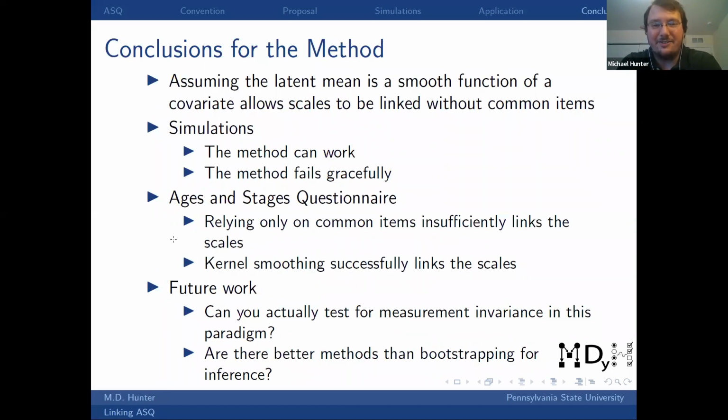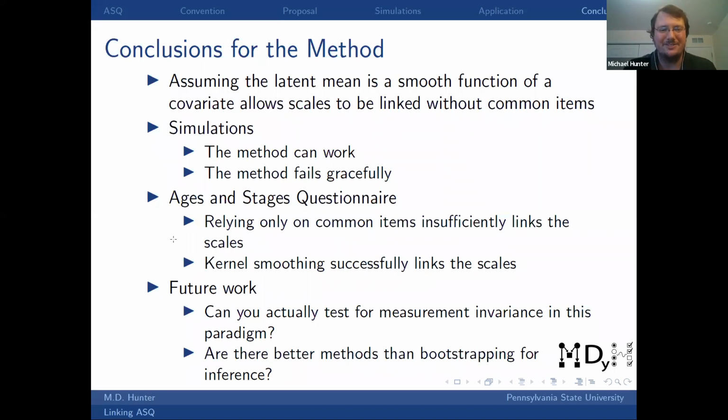As far as the method is concerned, again, I'm suspiciously pleased with how well it works. Anytime something works, I start to think, that might work a little bit too well. So I'm a little concerned, frankly, a lot of the time. But if you assume that the latent mean is a smooth function of some covariate, then you can actually link those scales without common items. That's what I'm finding here. Now that's a big if in some settings outside of child development. I'm not sure what covariate could link scales like this in other contexts.